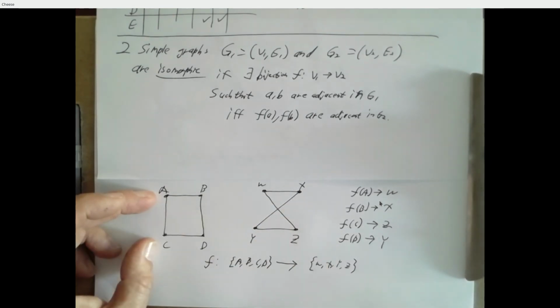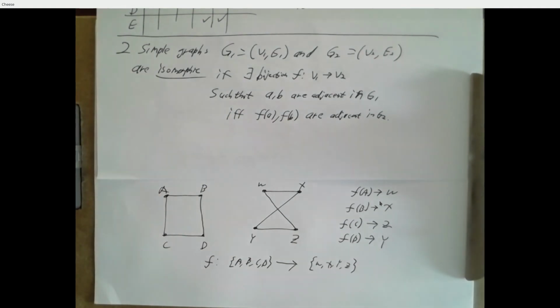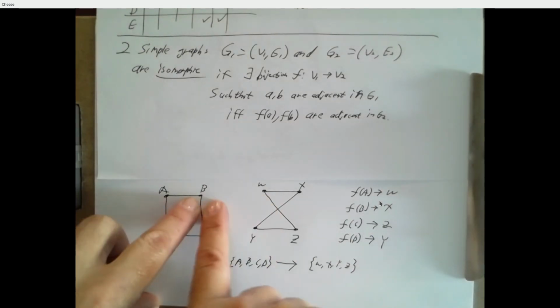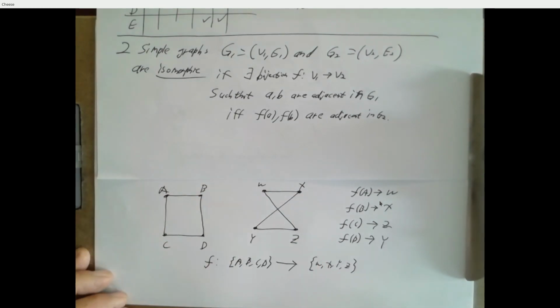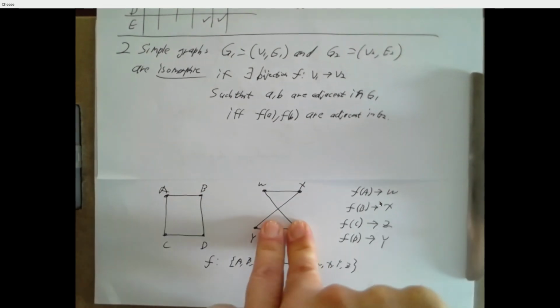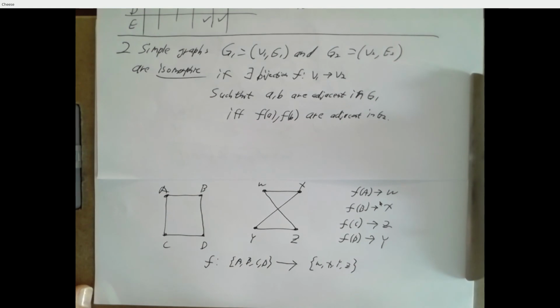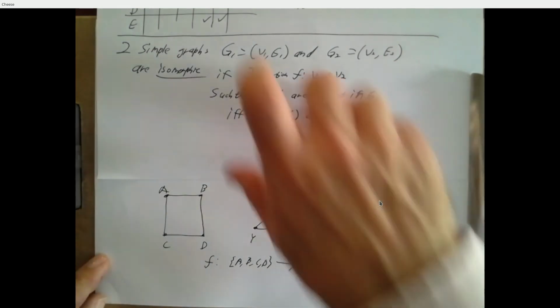But really all you're doing is renaming the vertices. That's what all of that boils down to. F is just our renaming function: if we take A and call it W, and take B and call it X, and so on, then this turns into that. But that's the formal way of saying it.